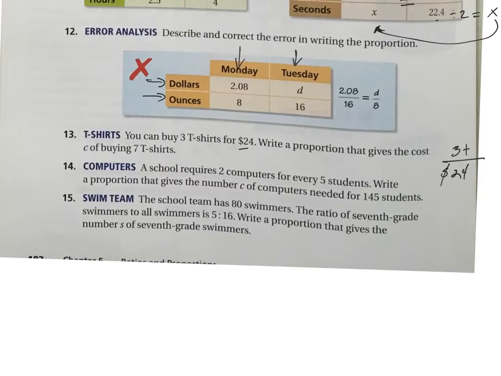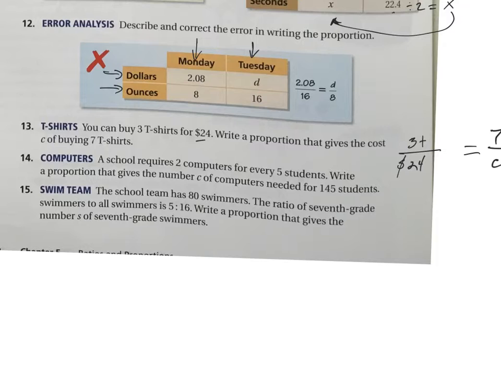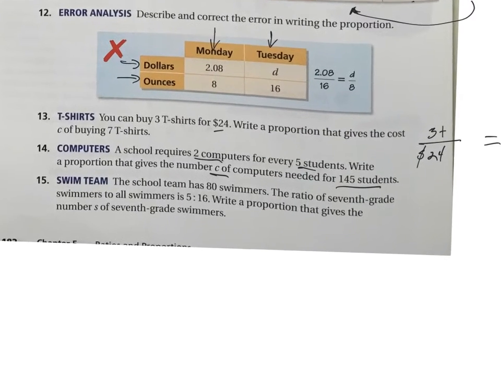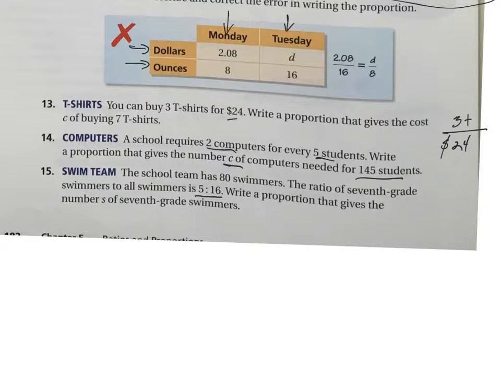So same thing happens for number 14. We're comparing, you've got computers and you've got students. You've got 45 students and you've got a C for computers. There you go. And school team, this one gets a little more difficult because you already have one proportion written out here.